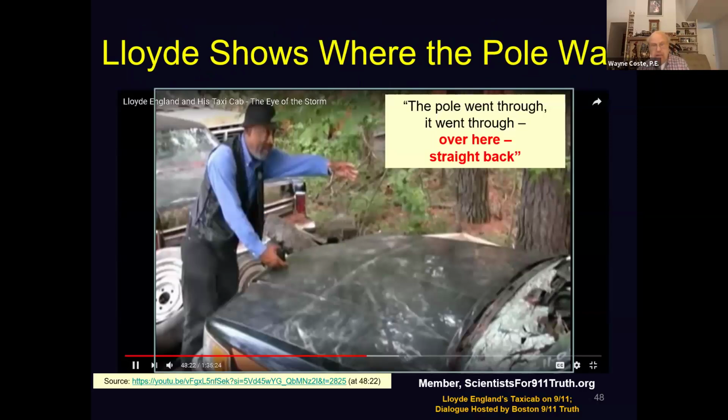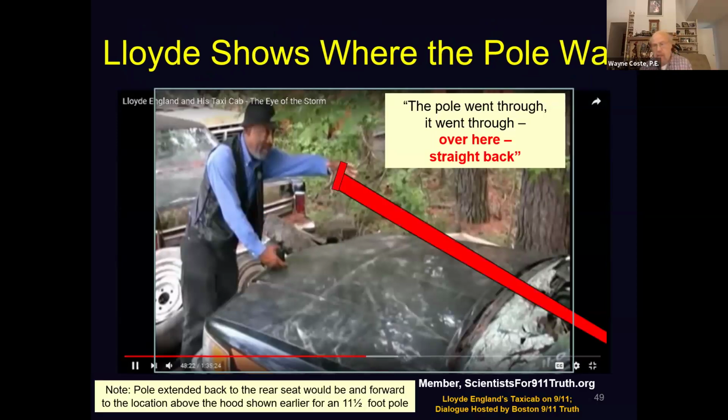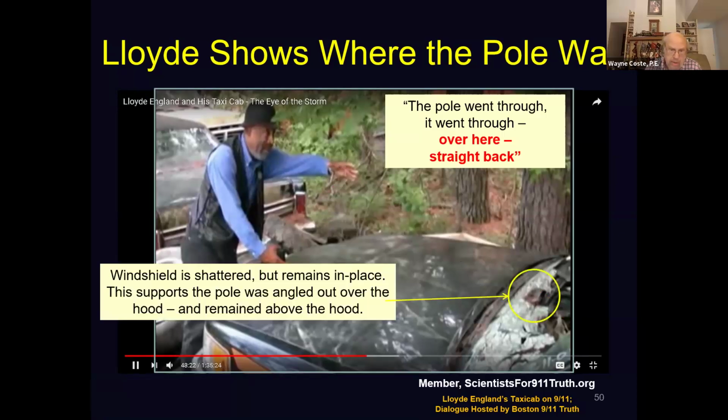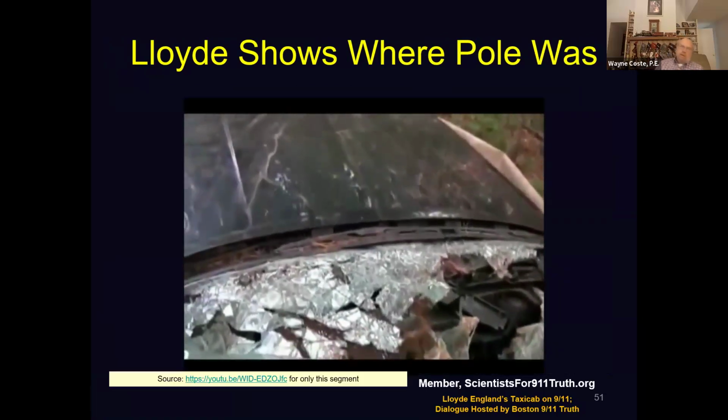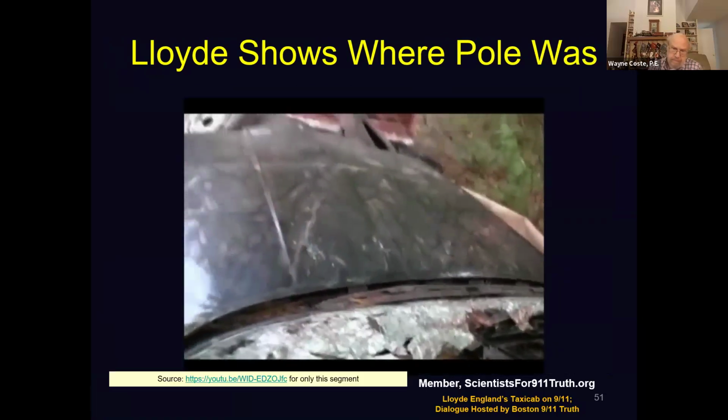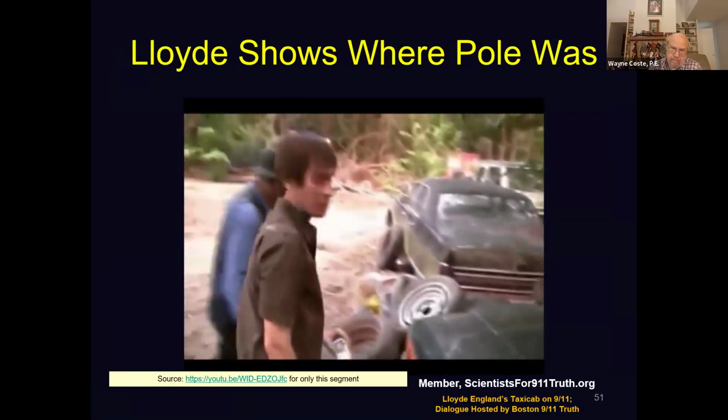Pole went right through. See, he's got his hands, he's using his gestures. Pole went straight through, over here, straight back. If you put that 11.5-foot pole in his Lincoln Town Car, that's where it would be. And it's right there where his hand is. Yep. Lloyd is telling you where it is. The windshield shattered. This supports where the pole was and angled out over the hood. The pole was all on the passenger side, or was it sticking out over on this side? No, the pole went through.